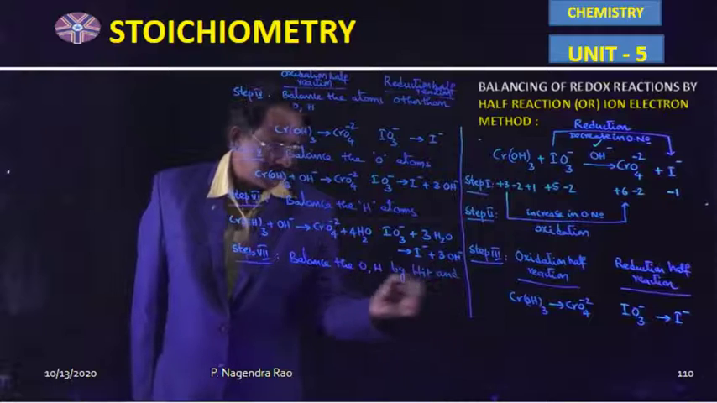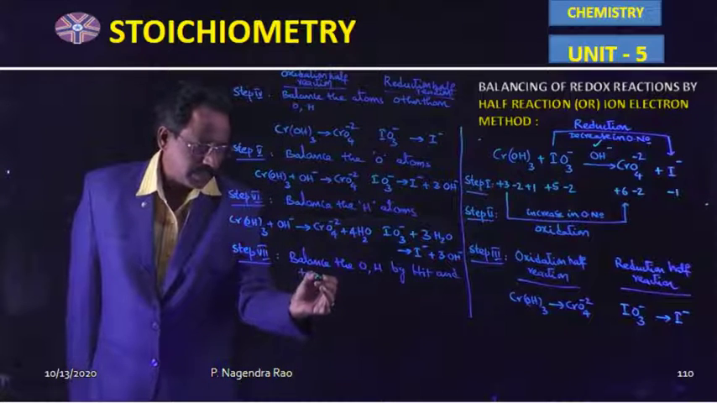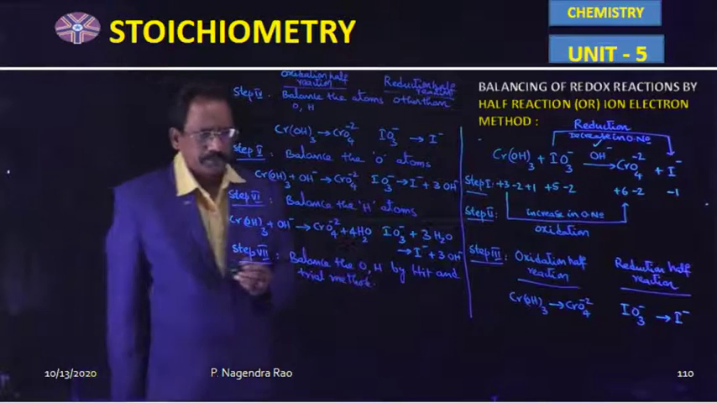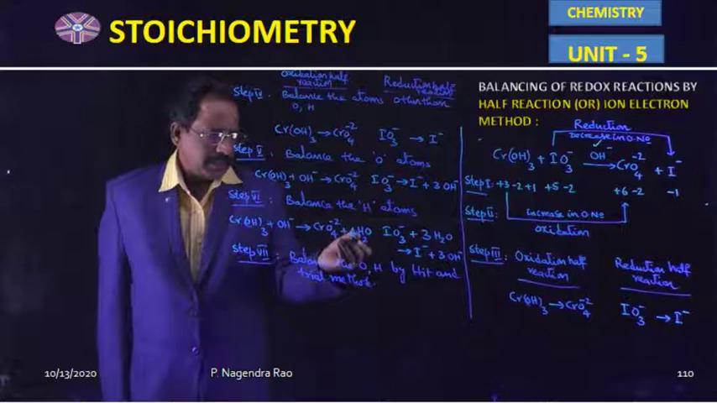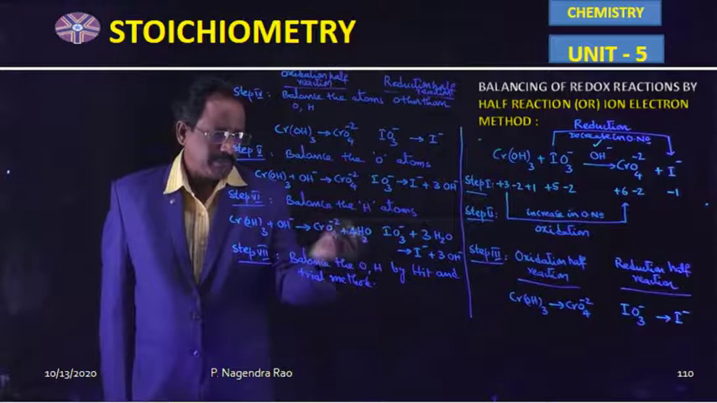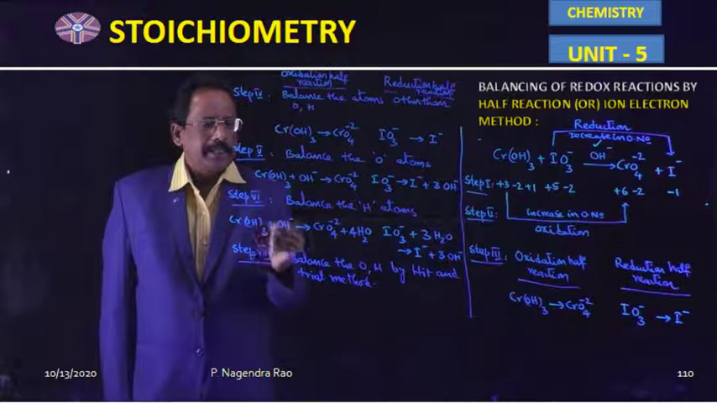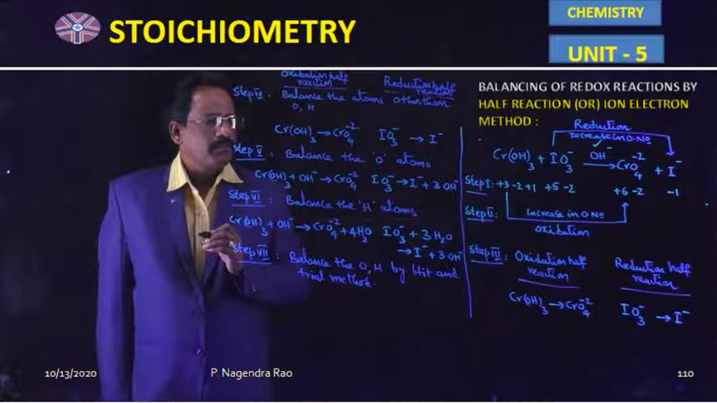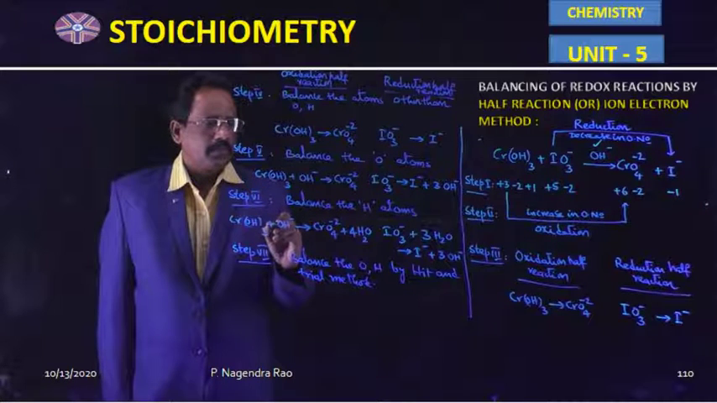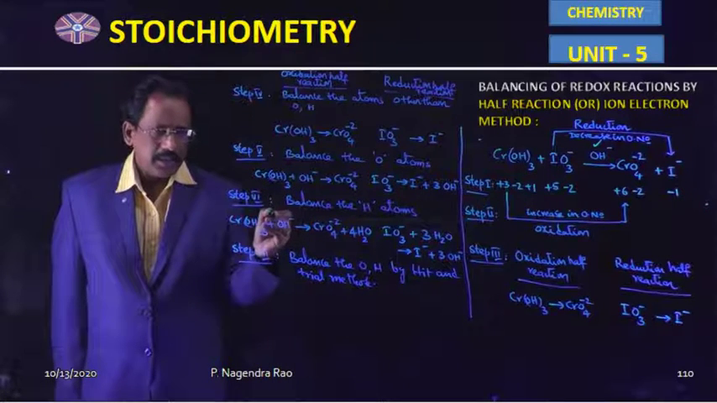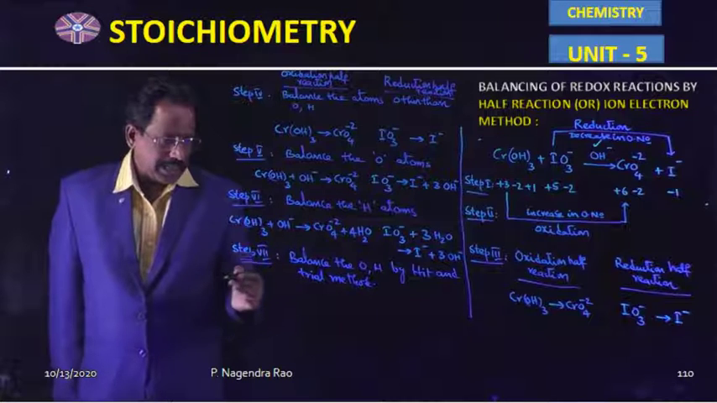Hit and trial method. Here the hydrogen number is 8. Here it is 3 plus 1, 4. That's why if you multiply OH minus with 5, now all the atoms are balanced.